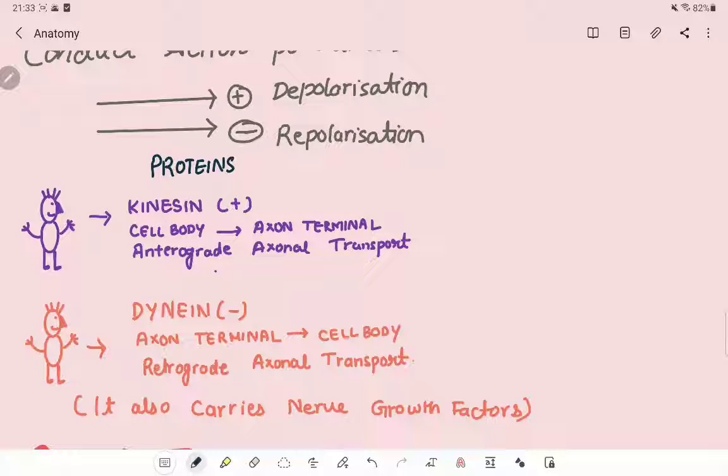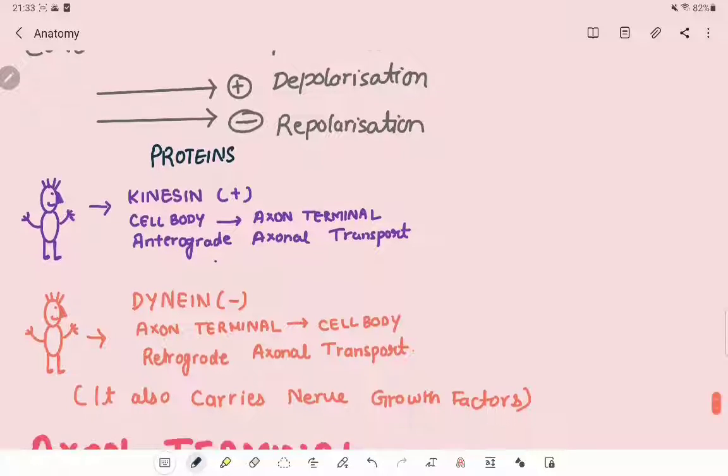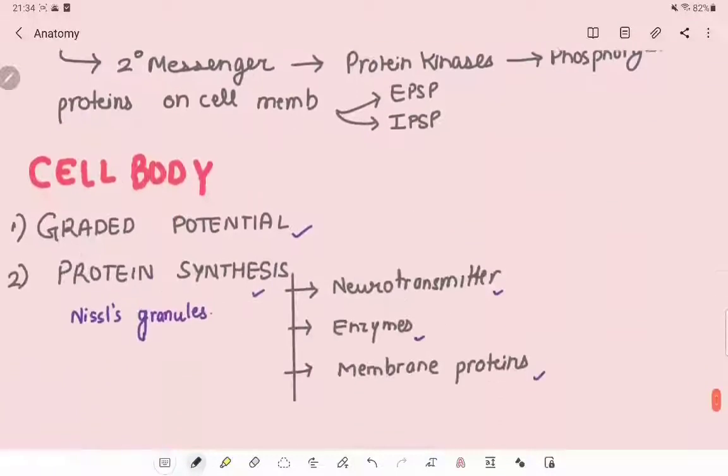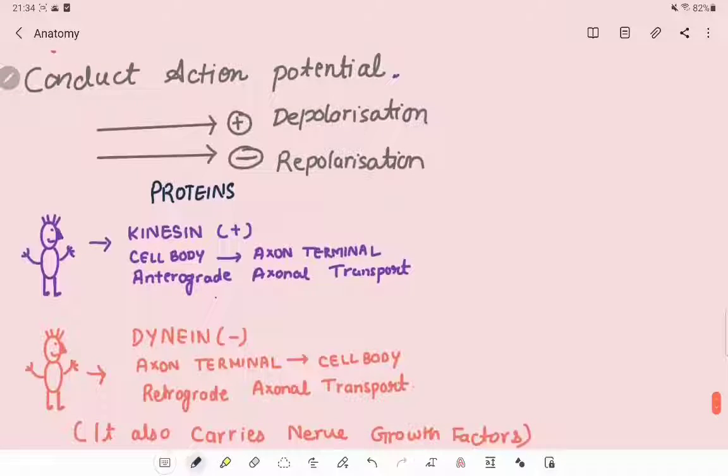One type of protein is kinesin and the other is dynein. These two are more or less antagonistic proteins to each other. Kinesin proteins help to transfer the substances from the cell body to the axon terminal. That is, they help to transfer the substances this way. And dynein proteins are just the antagonists of kinesin proteins. That is, they help to transfer the substances this way. So this is kinesin protein and this is dynein protein. Kinesin transfers the substances from the cell body to the axon terminal. That is, they show anterograde axonal transport.